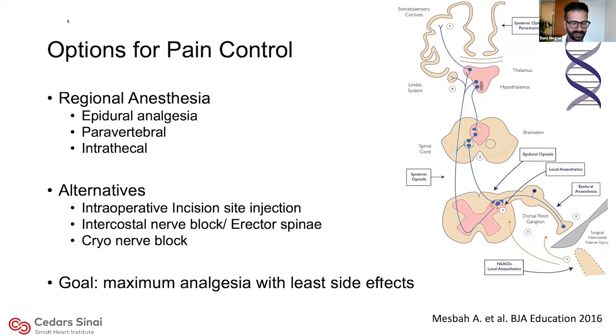Catheters can be placed for these. And then the other alternative is a cryo nerve block, which some programs are now utilizing. Overall, though, the goal is maximal analgesia with the least side effects.